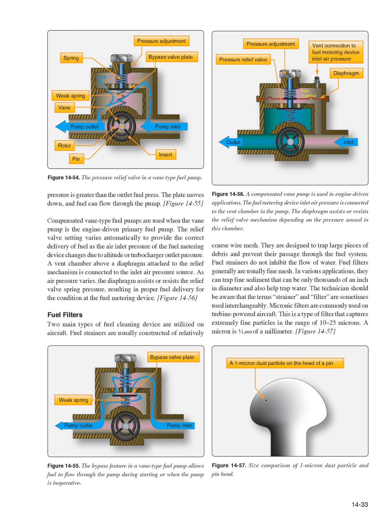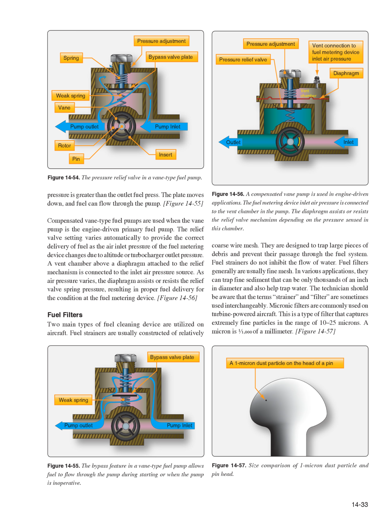Fuel strainers are usually constructed of relatively coarse wire mesh. They are designed to trap large pieces of debris and prevent their passage through the fuel system. Fuel strainers do not inhibit the flow of water. Fuel filters are generally fine mesh. In various applications, they can trap fine sediment that can be only thousandths of an inch in diameter and also help trap water. The technician should be aware that the terms strainer and filter are sometimes used interchangeably.